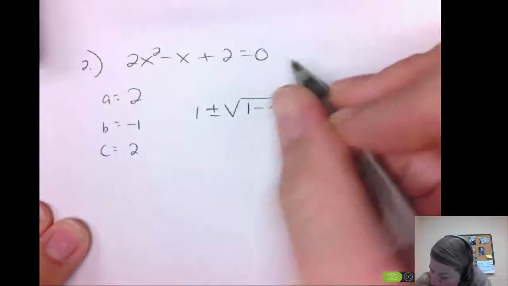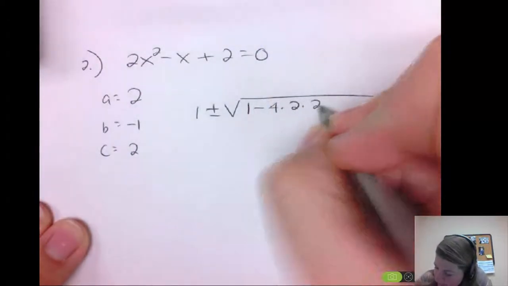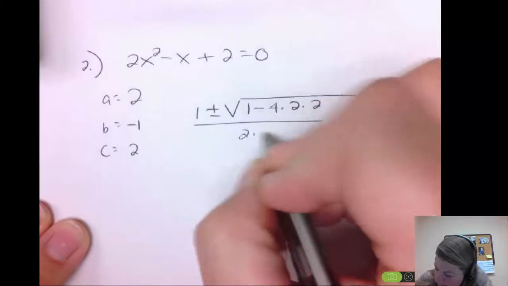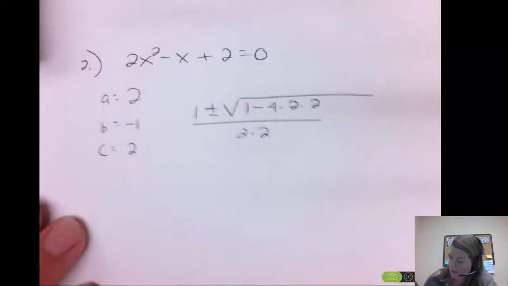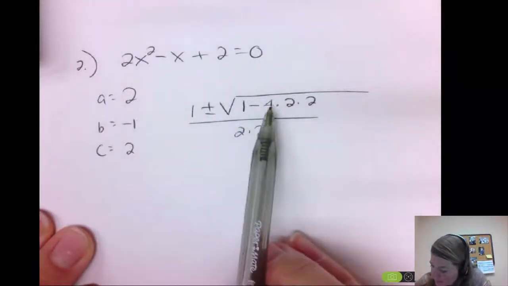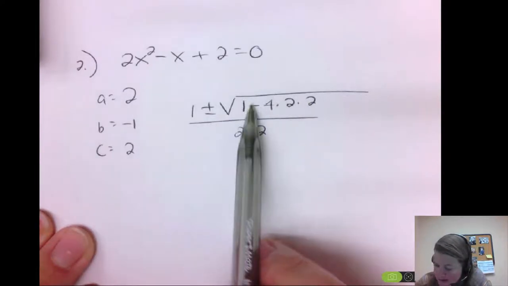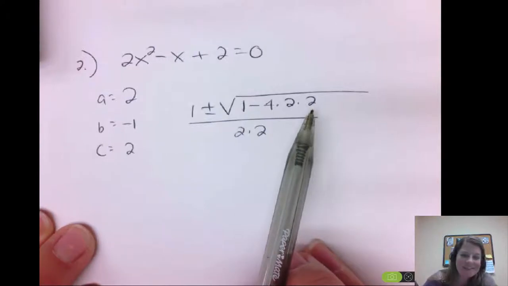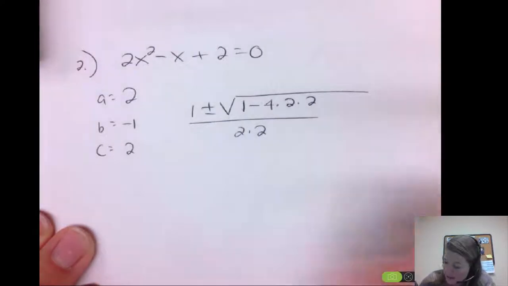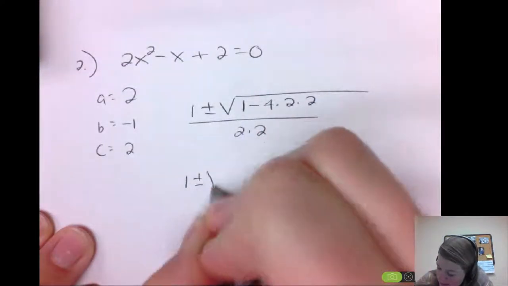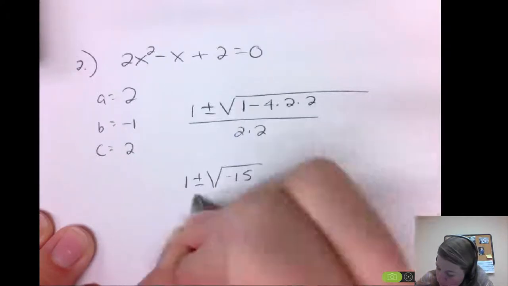Minus 4 times A times C, all over 2 times A. Okay, and A was 2 here. So we have to do this part first. 4 times 2 is 8. 8 times 2 is 16. 1 minus 16 is going to give us negative 15 under that radical. So I have 1 plus or minus the square root of negative 15 over 4.